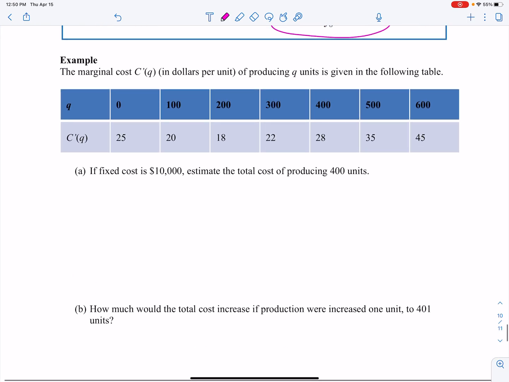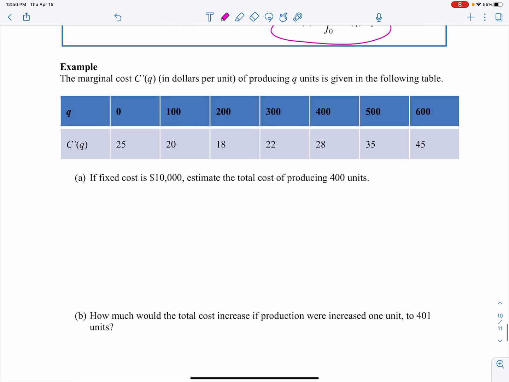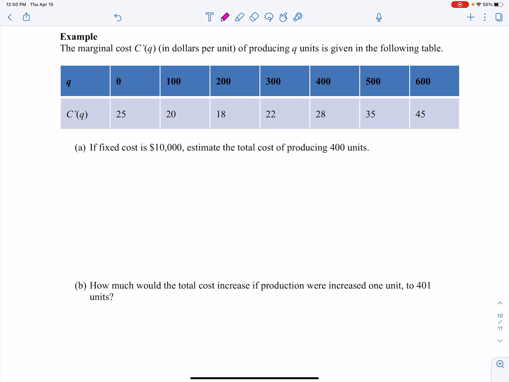All right, so the marginal cost, C prime of Q in dollars per unit, of producing Q units is given by the following table. So there's all your data. Part A: if fixed cost is 10,000, that means C of 0 equals 10,000. Estimate the total cost of producing 400 units, in other words, Q equals 400.